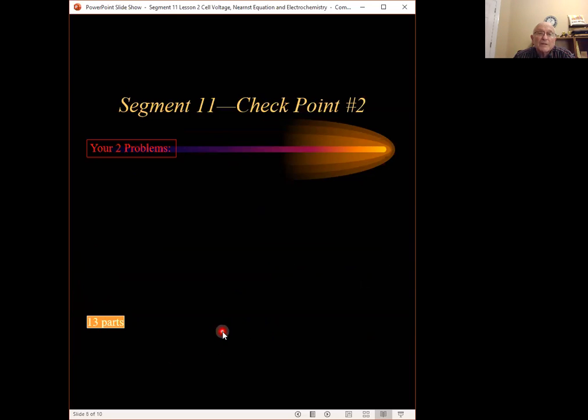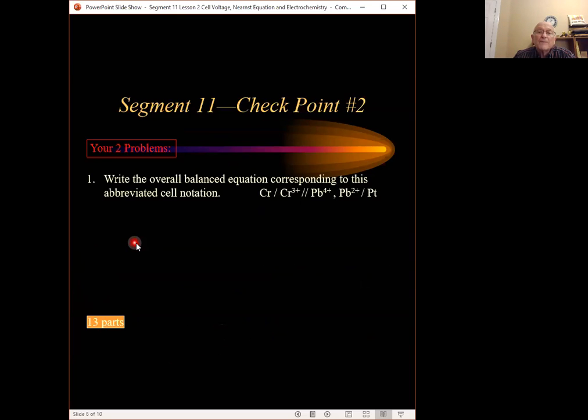Okay, here's a checkpoint. Let's take a look. Write the overall balanced equation corresponding to the abbreviated cell notation. Chromium in a different phase from chromium +2 ion, that is in the oxidative cell. Lead 4 and lead plus 2 are in the reductive cell. You're going from lead 4 to lead 2.